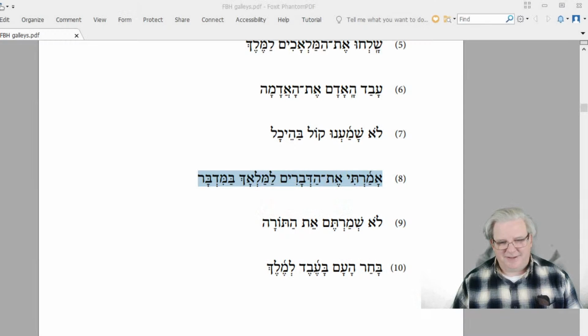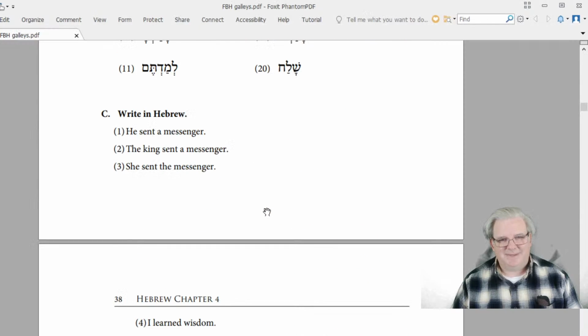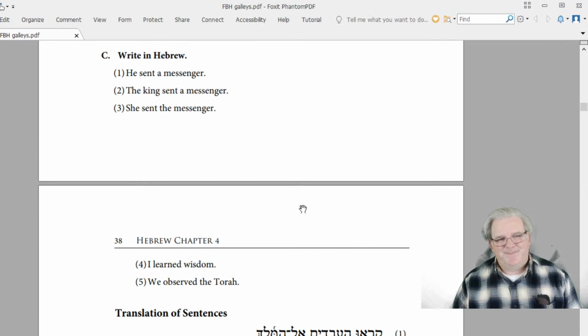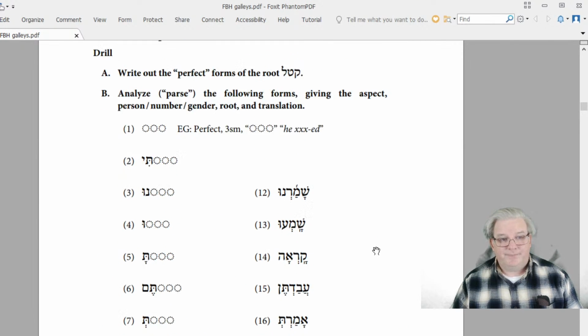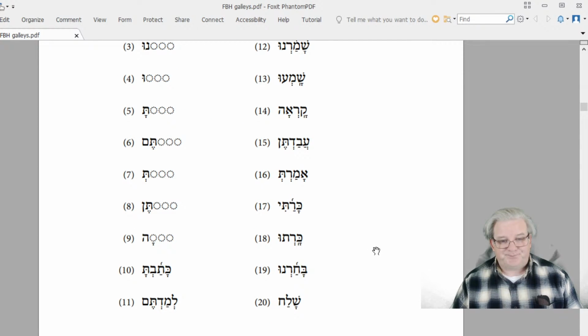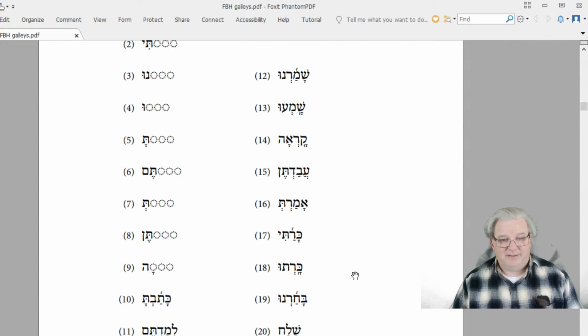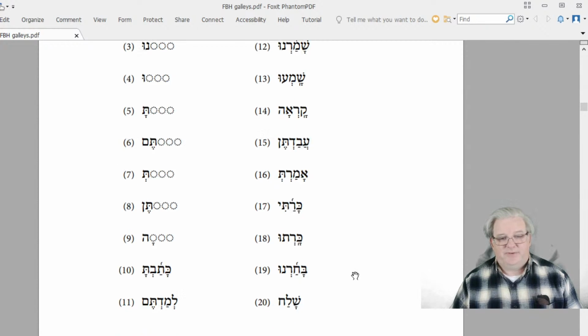So let's get right to it. Let's look at the document screen. We're going to write in Hebrew. This stuff I'm hoping you can do. If you can't do it, drill it, and if you need help, I'll be glad to help you, because this is just rote exercises. You just have to be able to do this. If you can't, let me know.